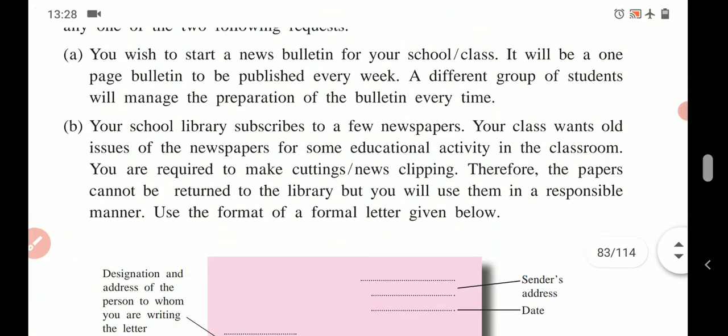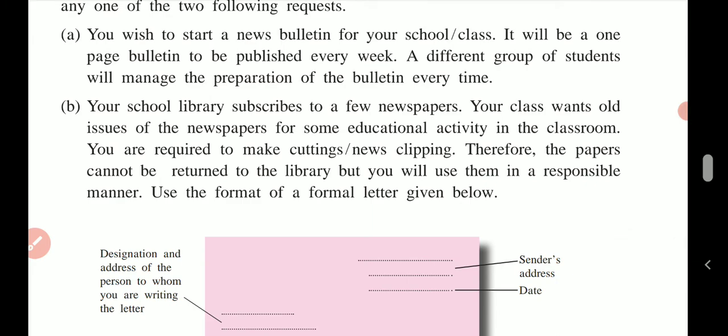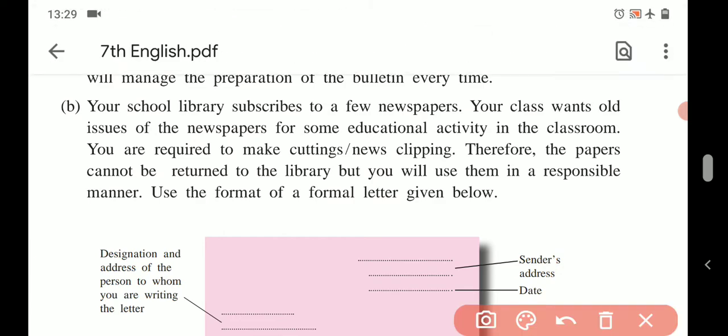Second letter given in it. Your school library subscribes to a few newspapers. Your class wants old issues of the newspaper. For some educational activity in the classroom, you are required to make cuttings or news clippings. Therefore, the papers cannot be returned to the library, but you will use them in a responsible manner. Use the format of a formal letter given below. Here is that format.